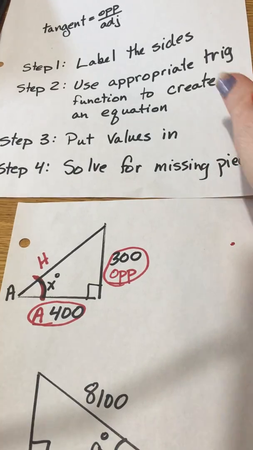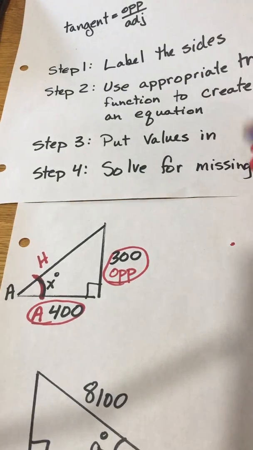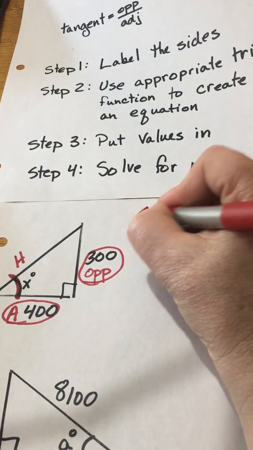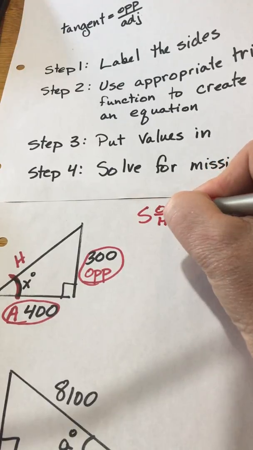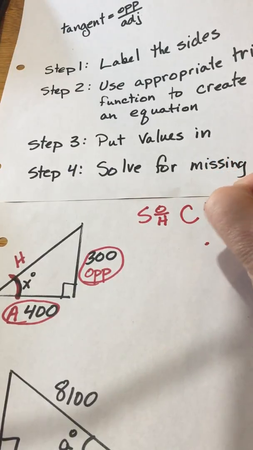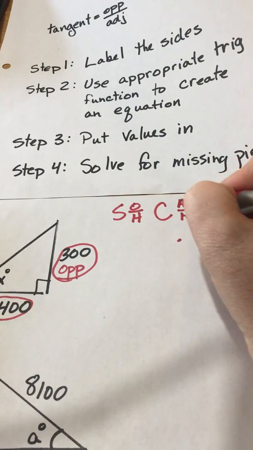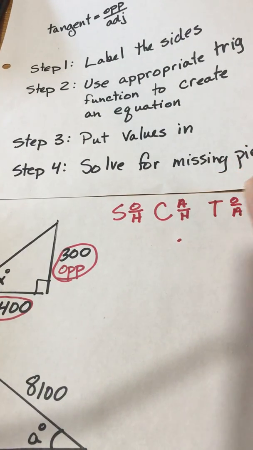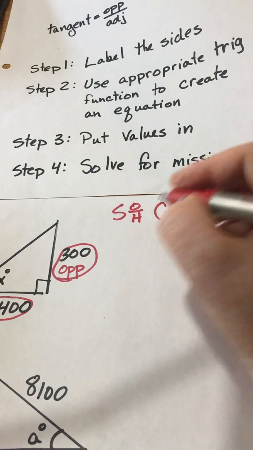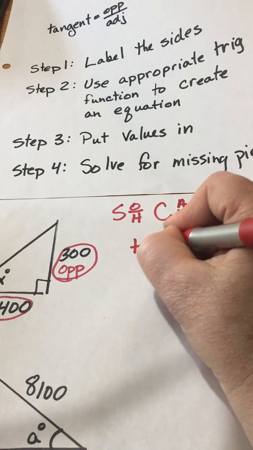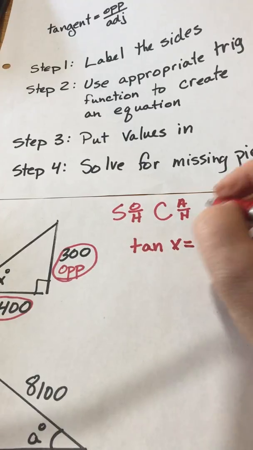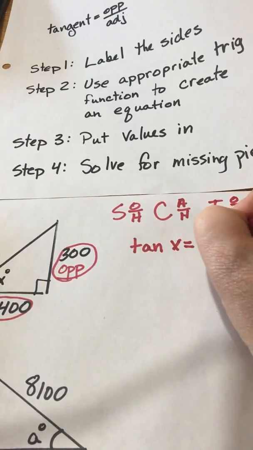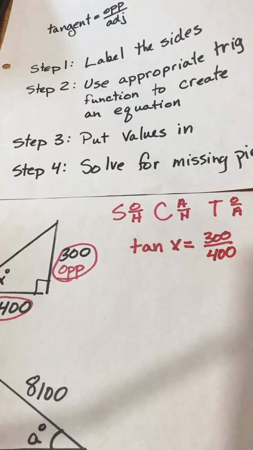Based on my SOHCAHTOA, sine is opposite and hypotenuse, it's not that one. Cosine is adjacent and hypotenuse, not that one. Tangent is opposite over adjacent. That's exactly what I have, opposite and adjacent. So I create my equation: tangent of x is equal to opposite, 300, over adjacent, 400. It's very important to put the opposite in the opposite spot and adjacent in the adjacent spot.